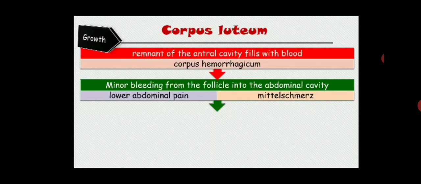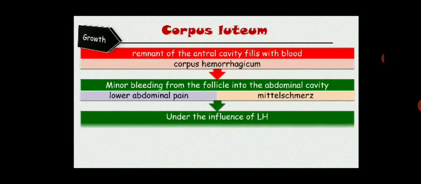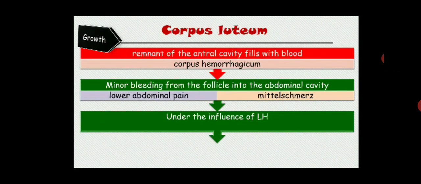Now under the influence of LH, the granulosa and theca cells will enlarge and become filled with lipid. Why do they become filled with lipid? Because LH ensures that a greater amount of LH and FSH receptors, and LDL and HDL receptors, are present over the follicular wall. So more lipid will enter inside the granulosa and theca cells, and both cells become enlarged and filled with cholesterol.